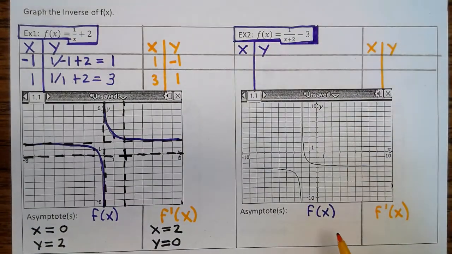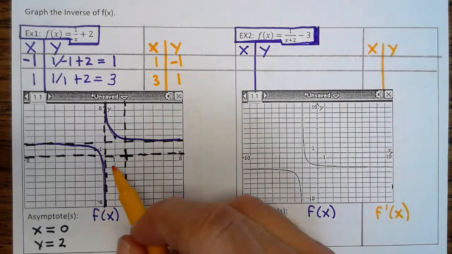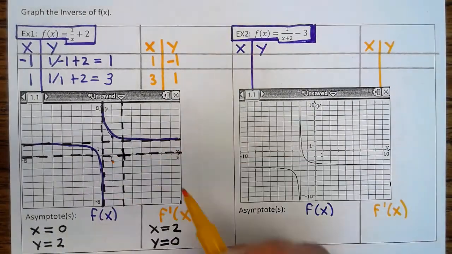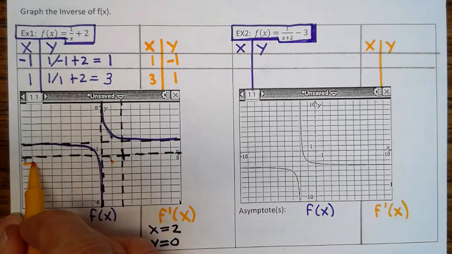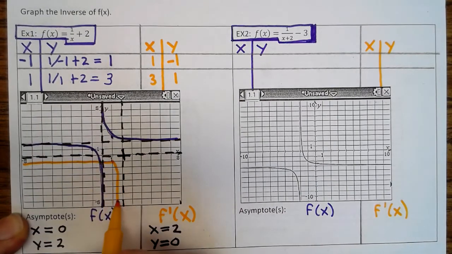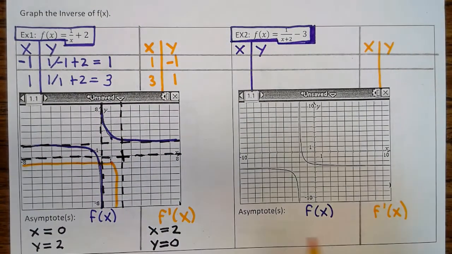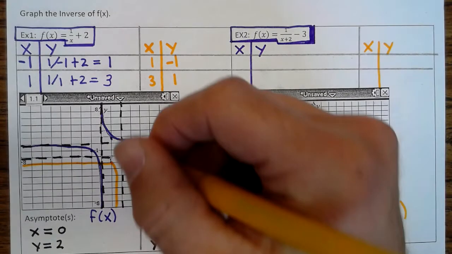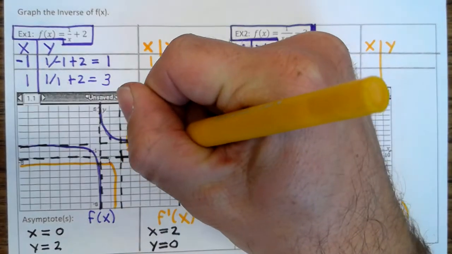So now we graph those points. So then 1, -1, so we're here. So our curve is here. And then we graph 3, 1. So 1, 2, 3, 1. So our curve is here.